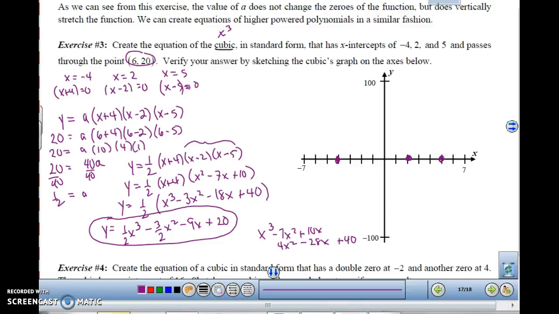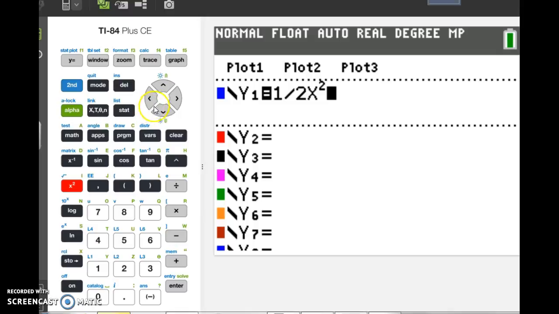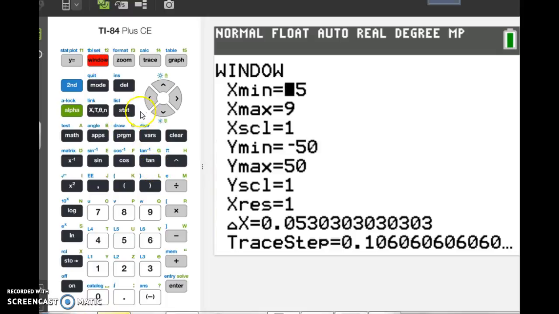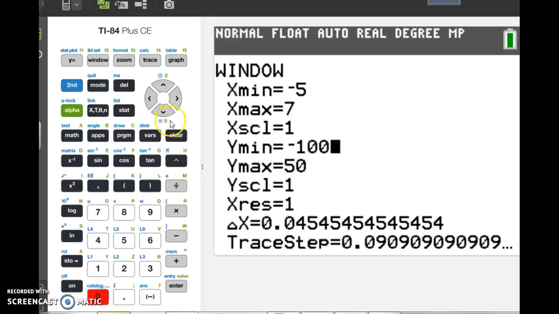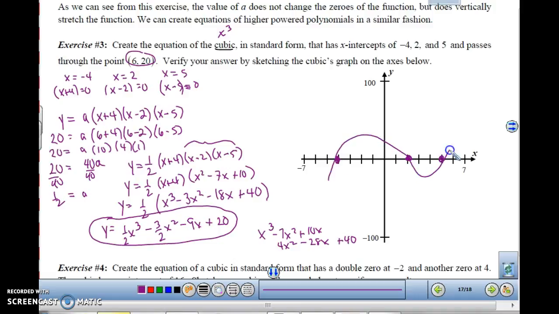All right, now if I go to my calculator and put it in, y equals 1/2 x cubed, I'm sorry, x cubed, not x squared, minus 3/2 x squared, minus 9x, plus 20, with a window from -5 to 7 and from -100 to +100, and graph it. There we go, and I have the correct zeros. All right, so it should look something like that. Okay, looks a little neater on the paper, but you get the idea. Okay, so that is using the factored form to get the polynomial. Let's save exercise 4 for the next class.